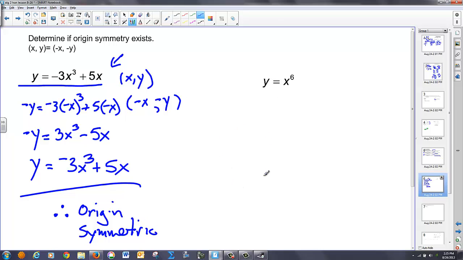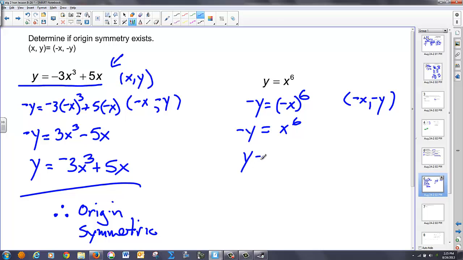Now let's take a look at this function. y equals x to the 6th. I want to determine origin symmetry again. So I'm going to pop the point negative x, negative y into this equation. Negative y for y and negative x for the x value. And then simplify the two sides. Negative x to the 6th power is x to the 6th. I want a positive y here, so I divide each side by negative 1.